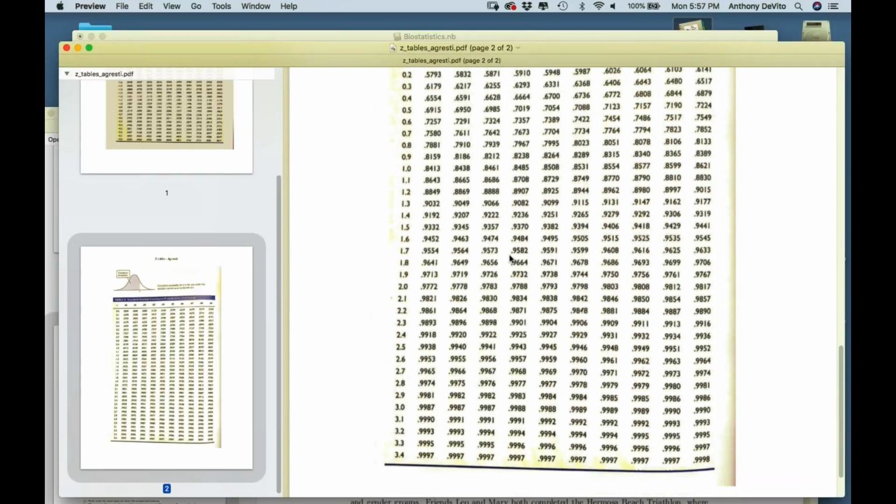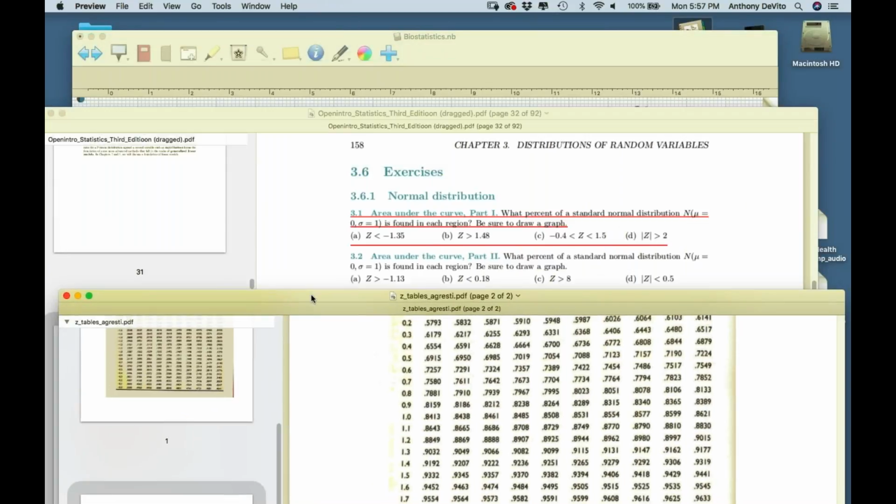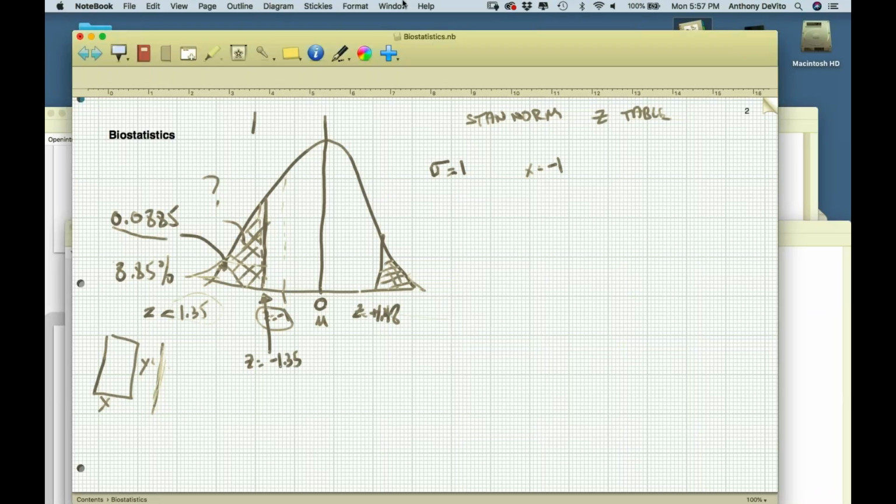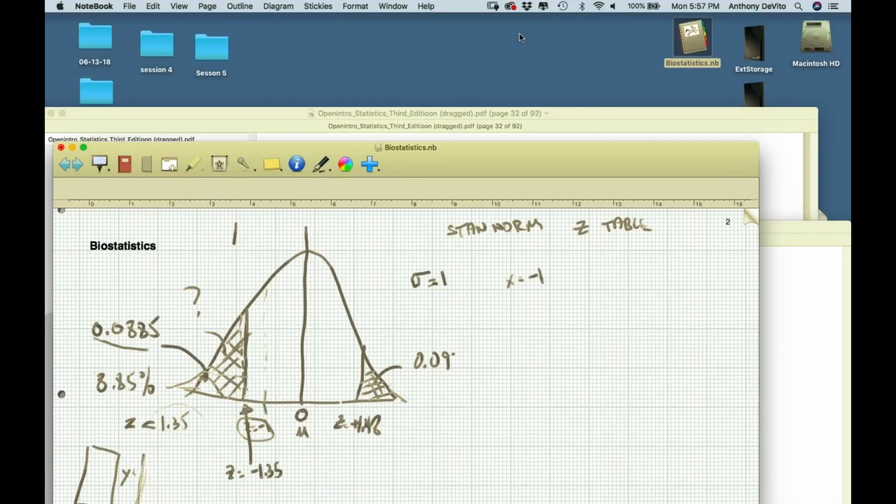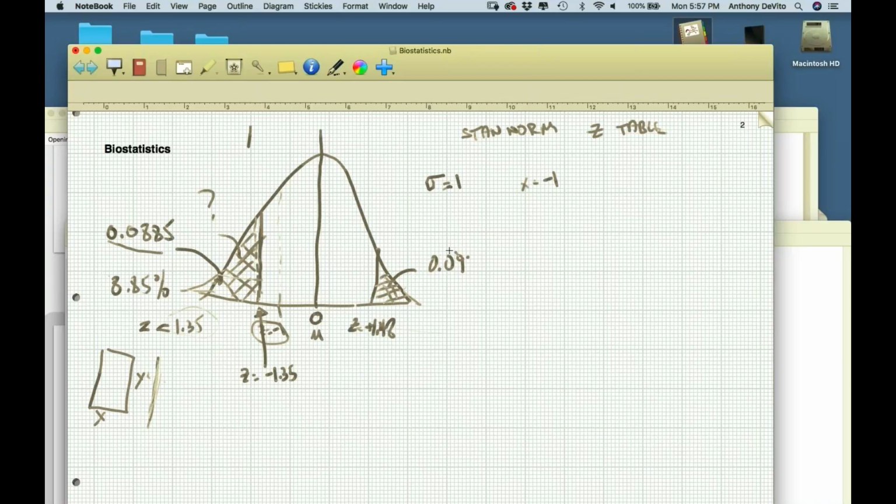So let's look up 1.48. That is 0.9306. Let's fill that in. So this area is equal to 0.9306. In other words, this is not that area, right? This represents the area from this point down, from that z-score. So in order to calculate what this area is, we have to take that value and subtract it from 1.